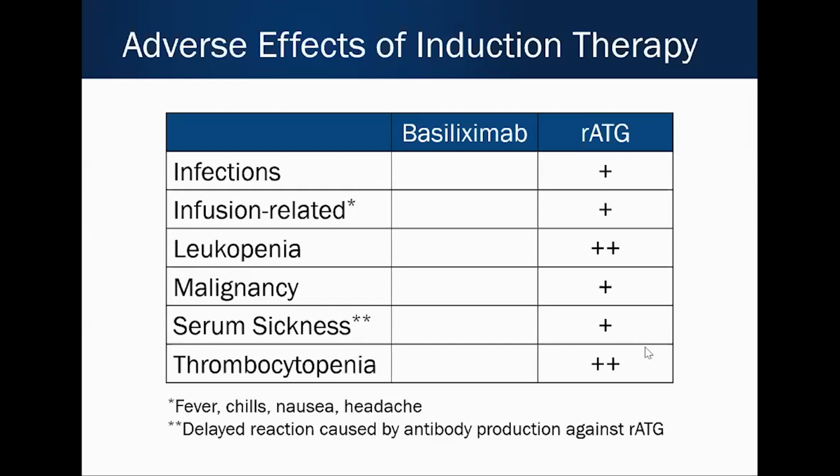So infections, there's infusion-related reactions. There can be both acute and persistent leukopenias in patients who receive Thymo. Historically, across all organ types, patients who receive anti-thymocyte globulin have had a higher risk of post-transplant malignancies. And then serum sickness can occur, which is a delayed response when patients develop antibodies to the thymoglobulin, and then thrombocytopenia. So again, all of those are much more common with Thymo than they are with Simulect. For the most part, Simulect is relatively well tolerated.